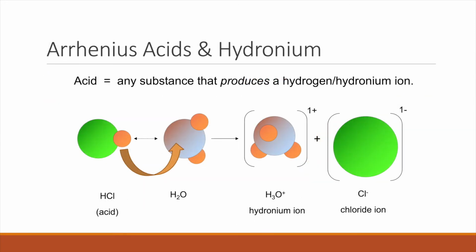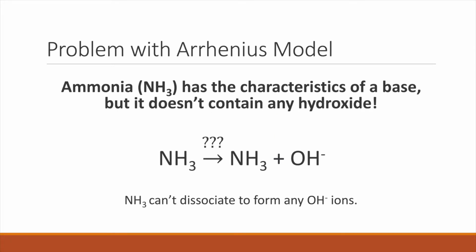Now let's look at the definition of an acid in terms of using hydronium instead of just H+. HCl, instead of just splitting up into H plus and Cl minus, that H plus is going to go directly onto that water to make my hydronium, H3O plus, and I'll be left with that Cl minus as well. So it's just slightly different, and you can see how it's pretty much the same thing, H plus versus H3O plus. But there's a bigger problem with the Arrhenius model.